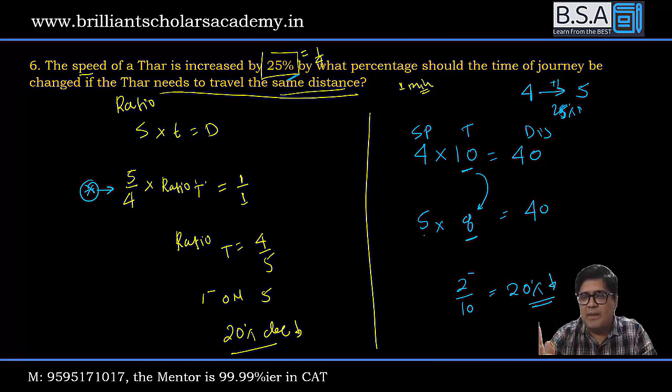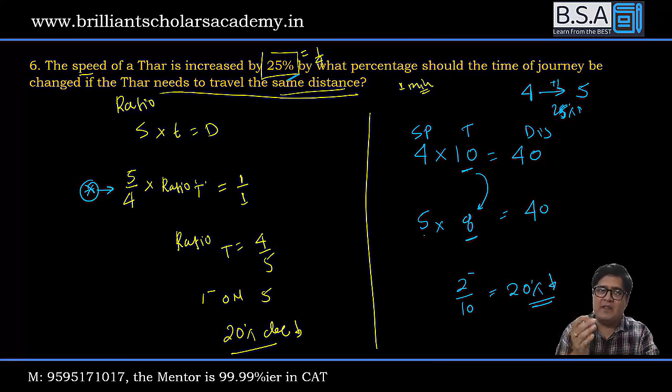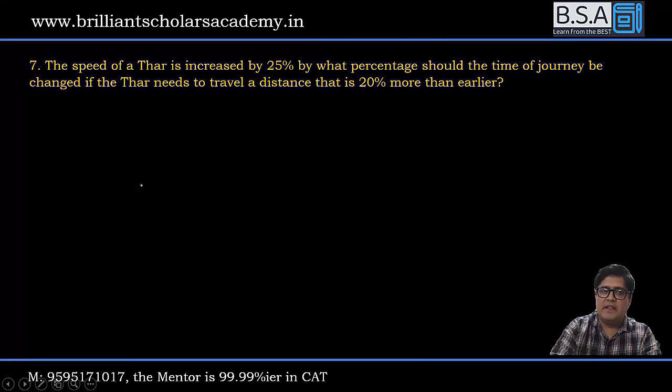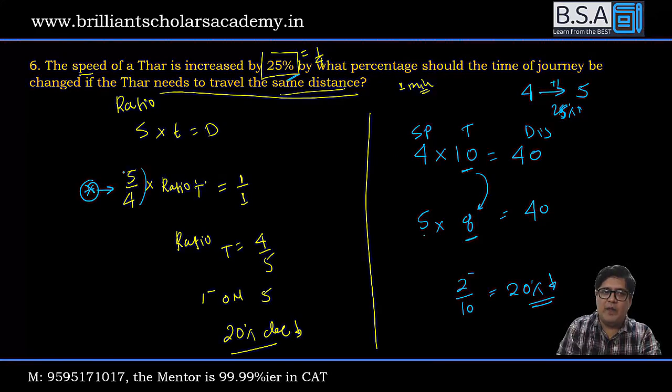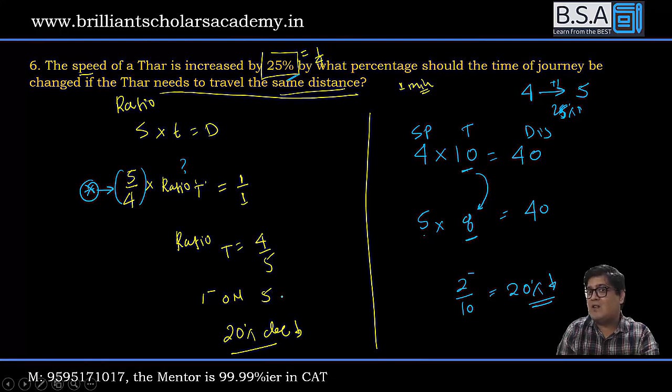Speed into time is equal to distance. Speed increases by 25%. 25% is 1 by 4. Increase is 5 by 4. This is the increase value, 5 by 4. What will happen to the time? I want to know. Distance did not change, 1 by 1. So the ratio for time is 4 by 5. Numerator is 1 less on 5. 1 less on 5 is 20%.